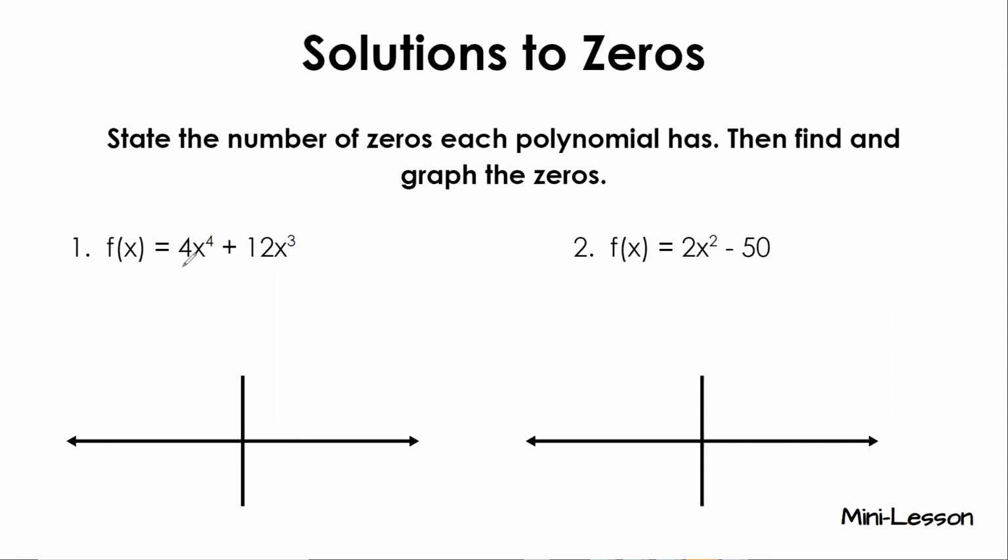Okay, so from 4x to the fourth and 12x cubed, let's just look at the numbers. 4 can be taken out for sure. And then from here, we've got 4 x's and we got 3 x's. How many can I take from each group evenly? 3. So I can take out x to the third.